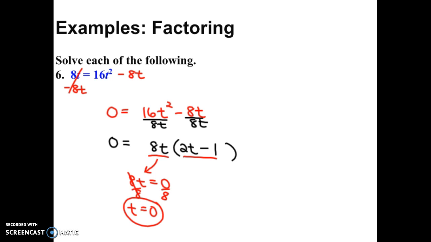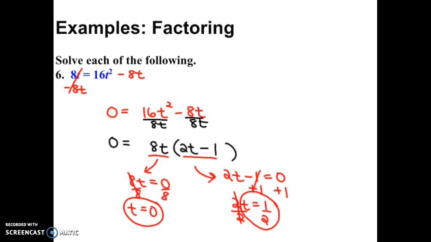And so you might be saying, well, yeah, if I put 0 in for t where 8t is, I get 0. But if I put 0 in for 2t minus 1, I only get negative 1. That's fine. 0 times negative 1 is still 0. If I take my second thing that I was multiplying, 2t minus 1, and I set that equal to 0 and solve, I'll add 1 to the other side. So 2t equals 1. And then when I divide by 2, you figure out that your other answer is 1/2.